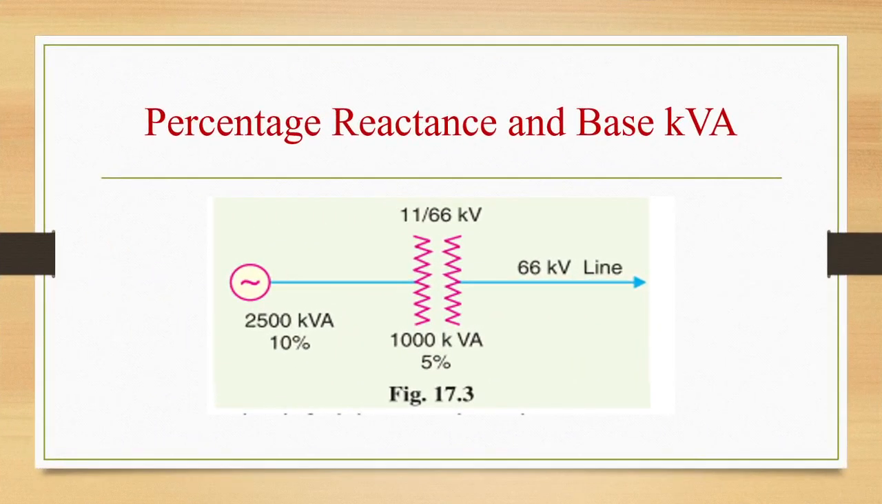So, let us consider a single line diagram where we have a three-phase transmission line operating at 66 kilovolt and connected through a 1000 kilovolt ampere transformer with 5% reactance to a generating station bus bar. Here, the fact that the value of base kVA does not affect the short circuit current needs an illustration. The generator is of 2500 kilovolt ampere with 10% reactance. The single line diagram of the system is shown in the figure.